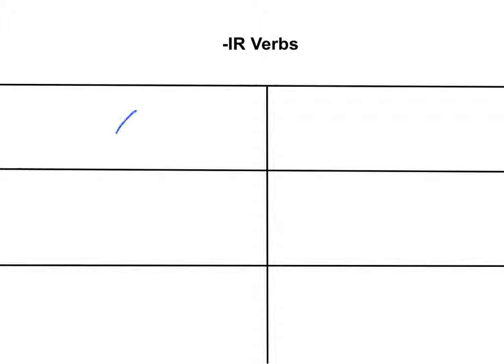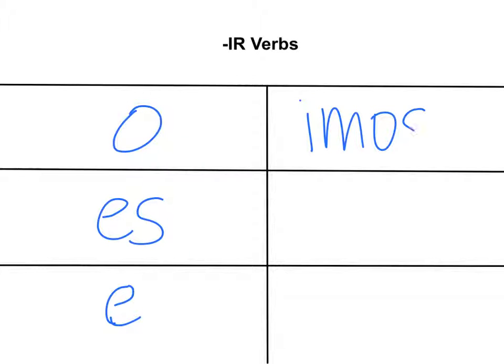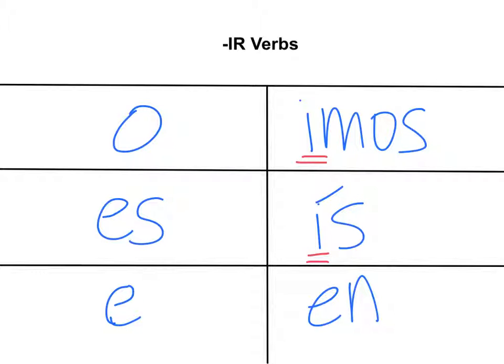And last but not least, we have IR verbs. Very similar to the ER endings. We have o, es, e, and then imos, ís, and en. So you'll notice that the E is replaced by the I here, and then we completely drop the E and we just have the I.